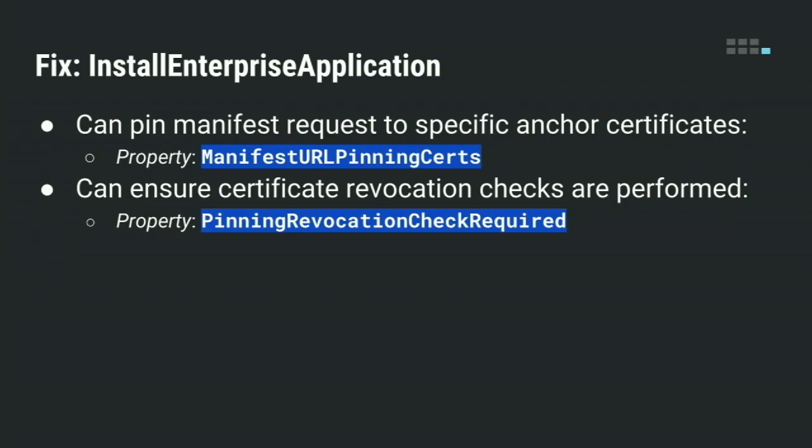There's now an extra property, manifest URL pinning certs. This is, again, a list of DER encoded anchor trusts that will be used when evaluating the trust of the manifest URL. You can also ensure that revocation checks are performed, which is quite nice.